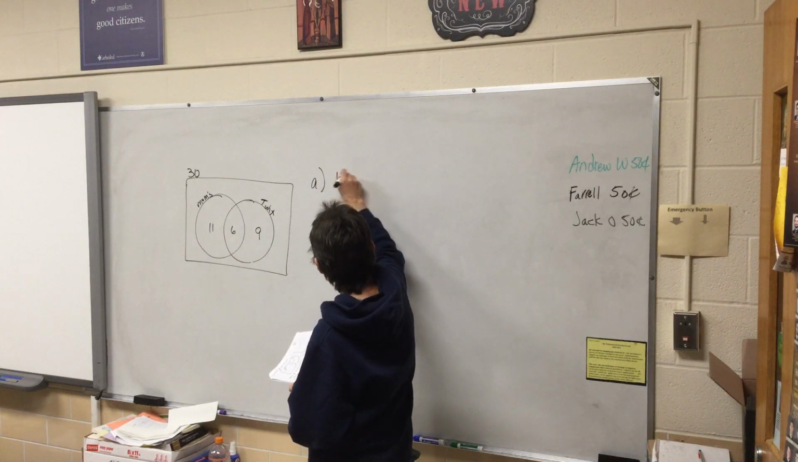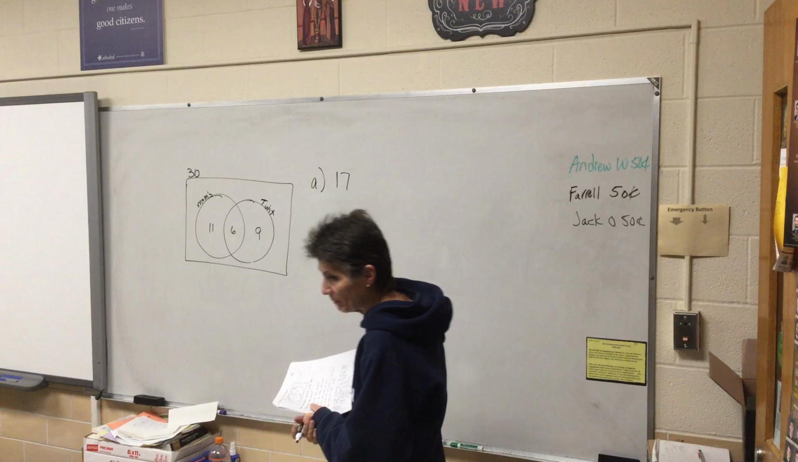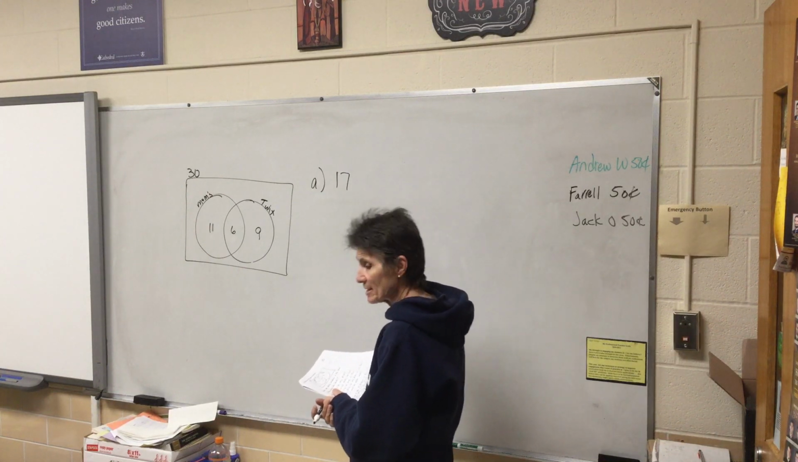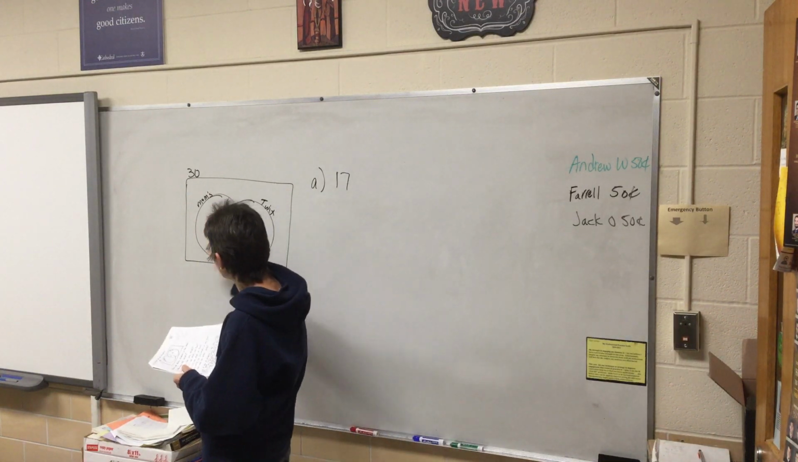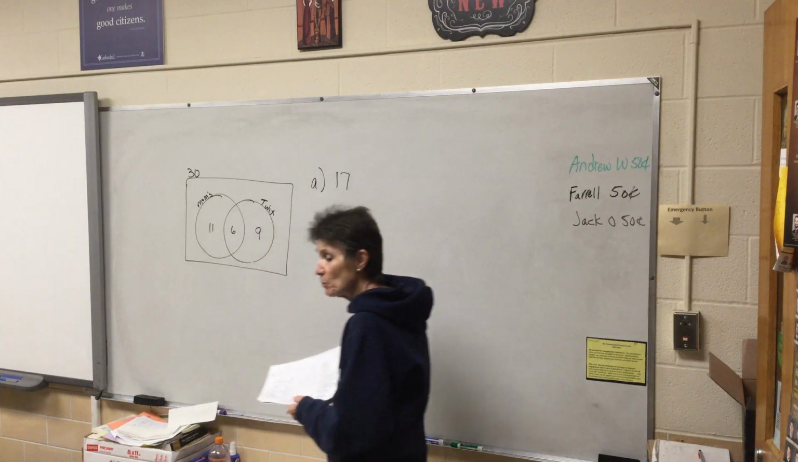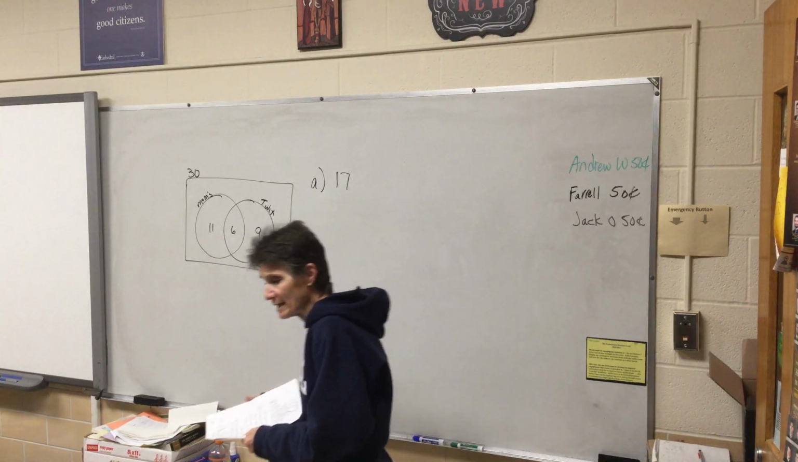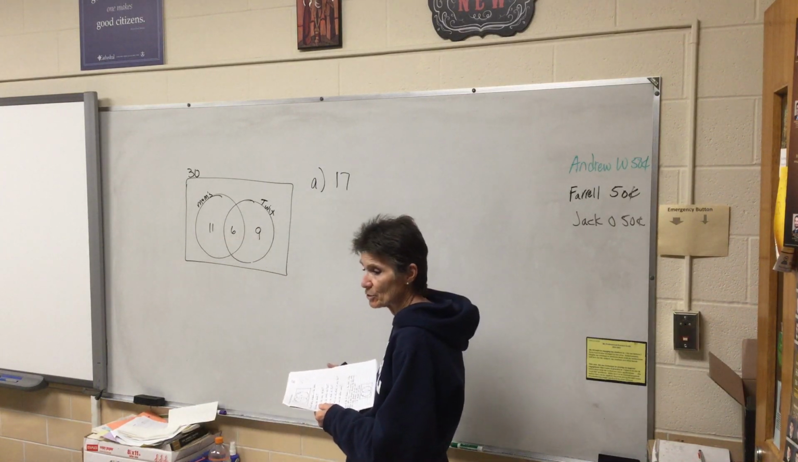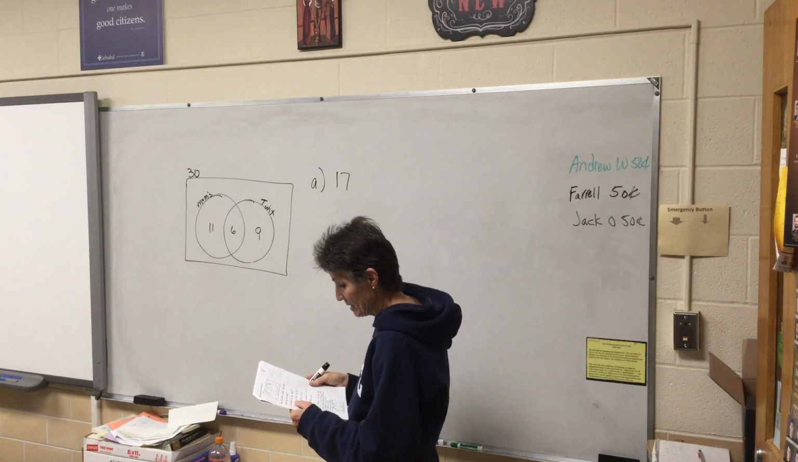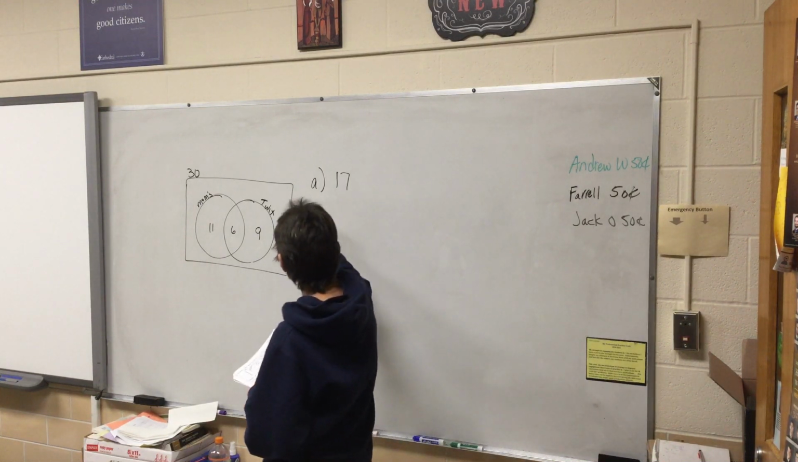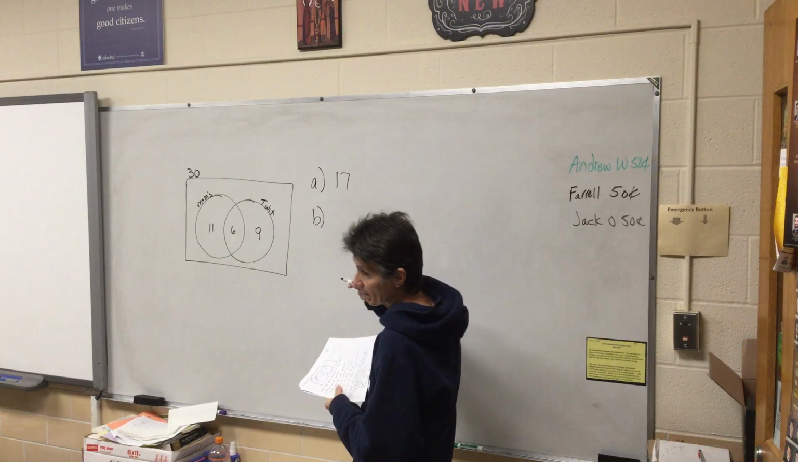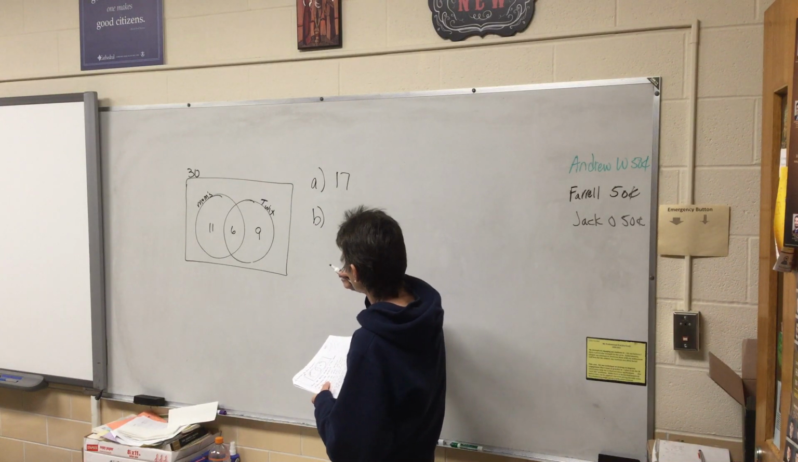17. Beautiful. Because there's 17 people in that circle. There's 17 people in the M&M circle. If you are in the M&M circle, you like M&Ms. I don't care what else you like. How many like only M&Ms? 11. Yep.